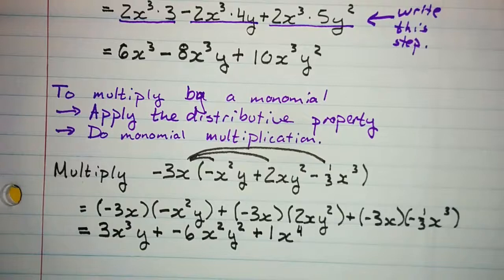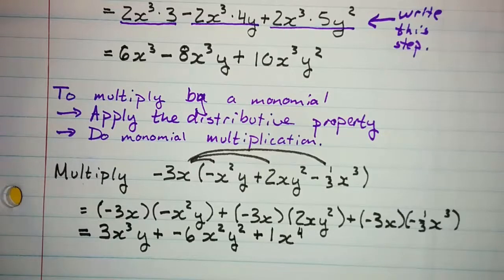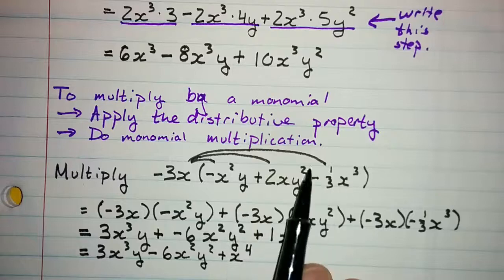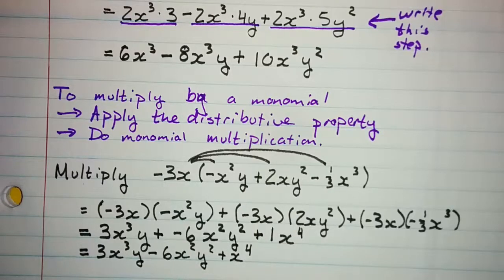Let's simplify this a little bit. Instead of writing plus negative, let's write minus. And we typically don't write the coefficient 1. And there we go. When we multiply this polynomial by this monomial, our answer is 3x cubed y minus 6x squared y squared plus x to the 4th. Not complicated, but it requires a certain amount of care.